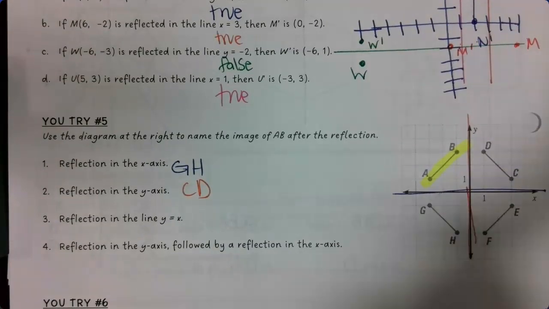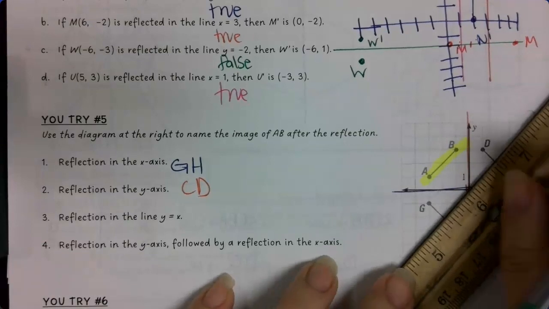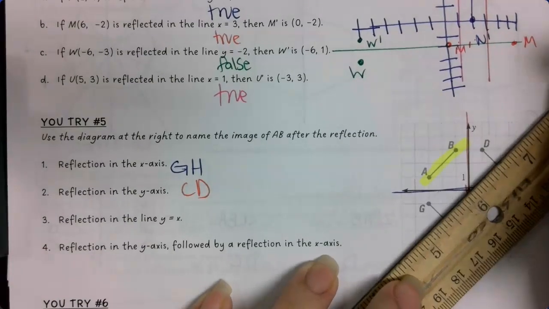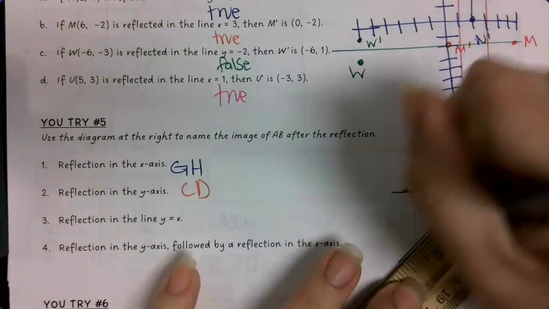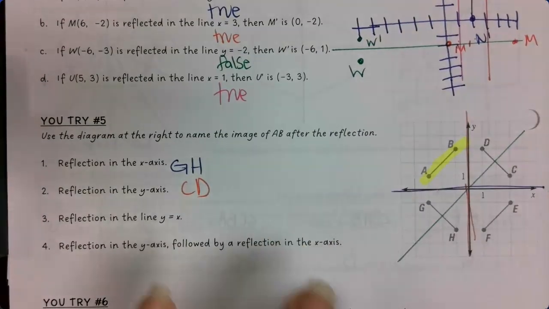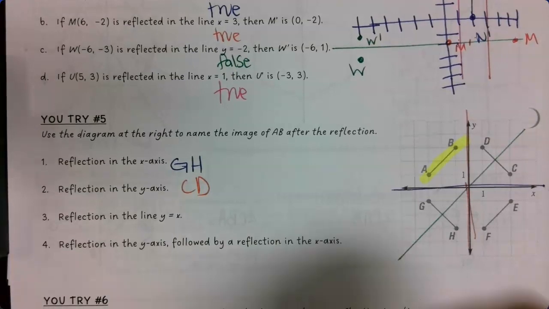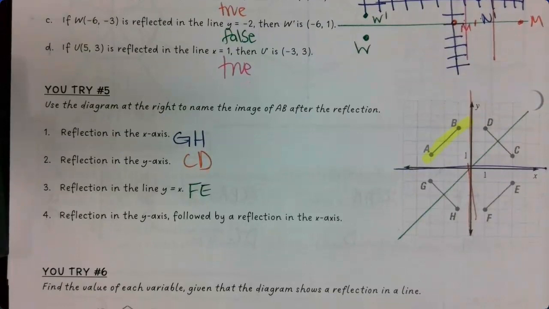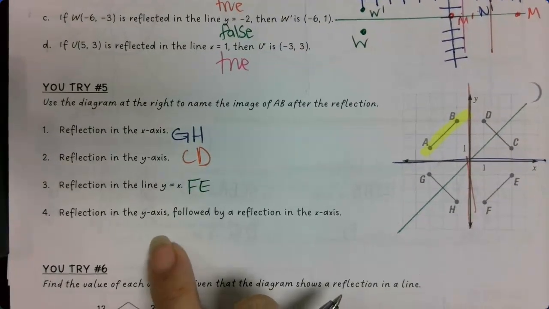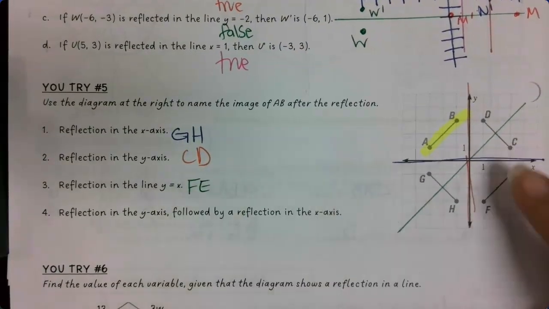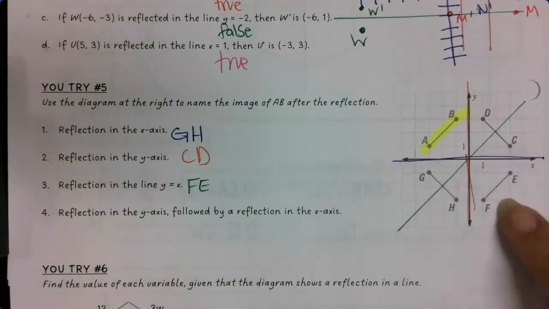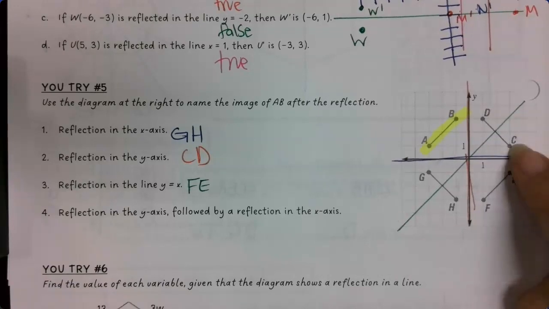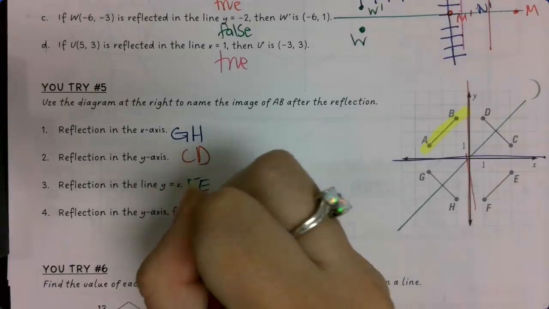My next one is the line y equals x. So across this green line, what's it going to match up to? And then 4 is across the y-axis, so we know that's CD. And then across the x-axis, which one is across from CD? I want to keep the letters in the same order, so since C was right here, I'm going to go EF.